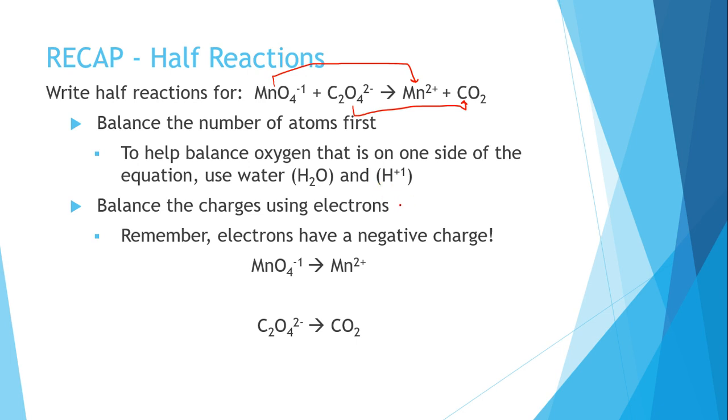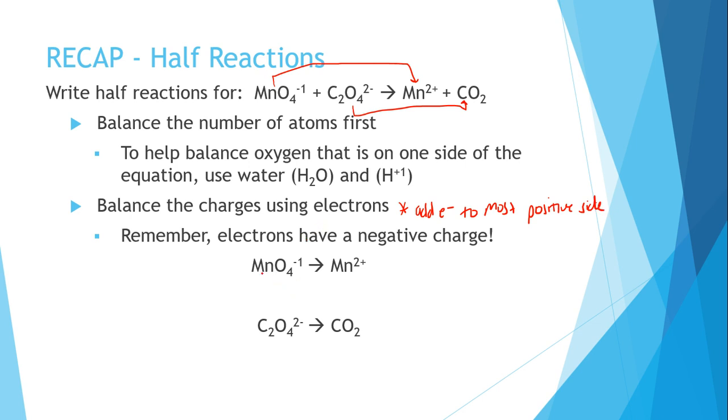Now, I wrote this on the last lesson. I'm going to write it again. We're going to add electrons to the most positive side. And that is because electrons have a negative charge, so they're only going to bring things down. If we are going to recap on an example that we did last week, so this should be in your notes.